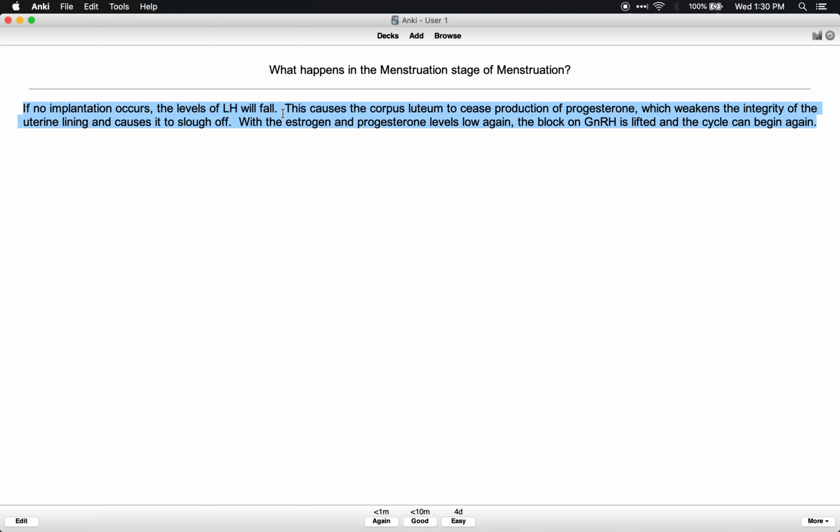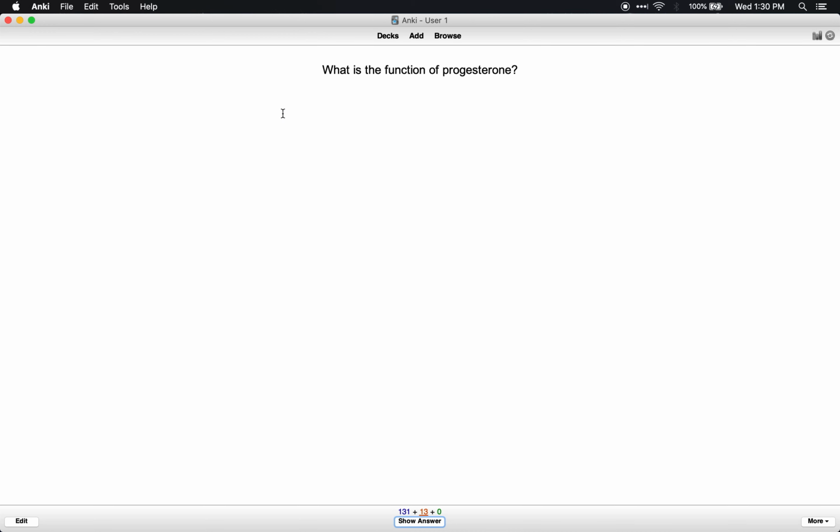The main cause of it is that luteinizing hormone will fall. And because luteinizing hormone falls, this causes the corpus luteum to cease production of progesterone, which weakens the uterine lining and causes it to slough off. And because the estrogen and progesterone levels are low again, the block on GnRH is lifted and the cycle can begin again.